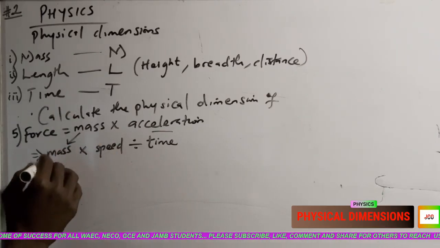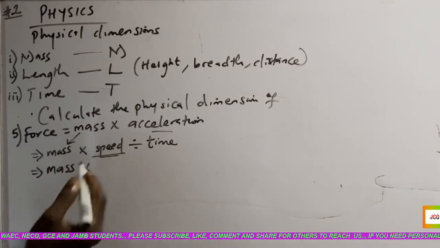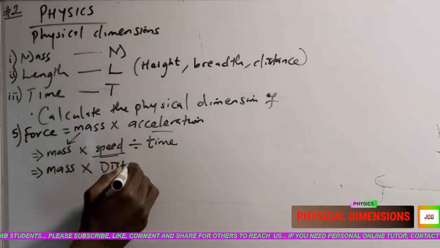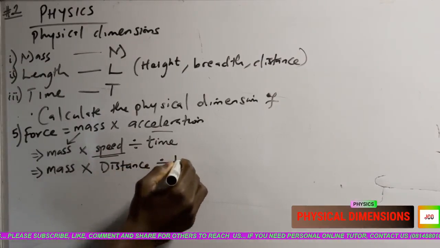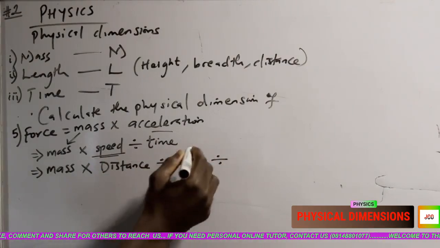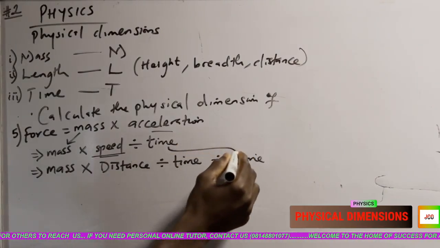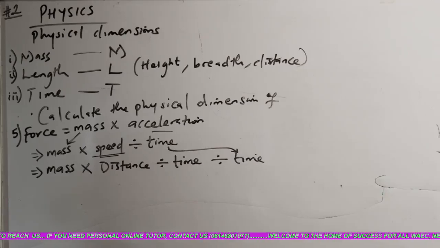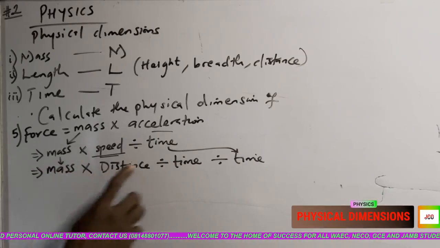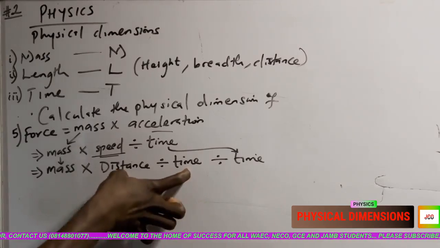So my mass will remain untouched times my speed, which is not among the physical dimension. I'll bring out the formula, which is distance divided by time. This is for speed. Then I also have in front divided by time. Are you seeing clearly? Mass is there. This first initial divided by time is there. Then speed itself is distance divided by time.